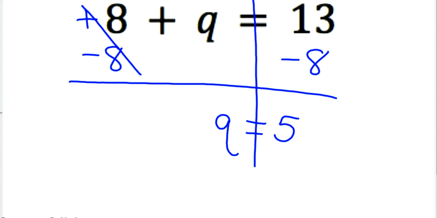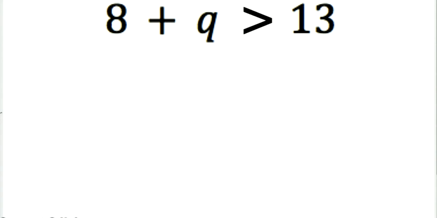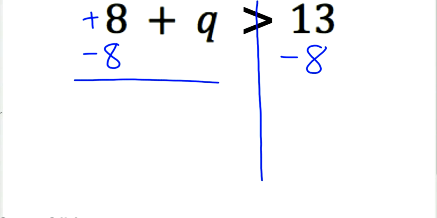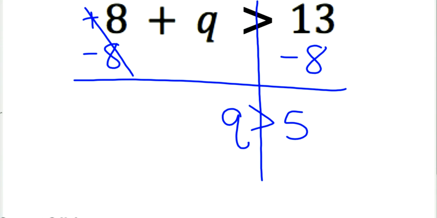When I have an inequality, I'm going to draw my vertical line. I have a positive 8. I'm going to write a negative 8, or subtract 8 from both sides. My 8s are going to cancel. I have a Q and I have a positive 5, and I'm just going to write my inequality symbol in between my Q and my 5.